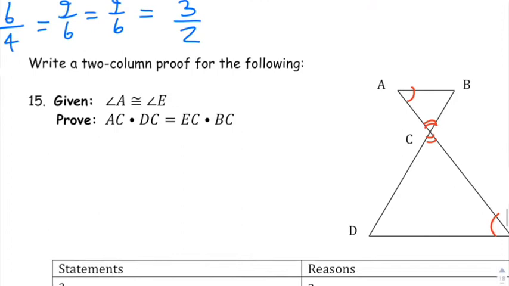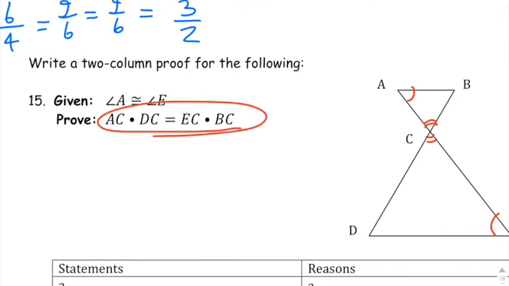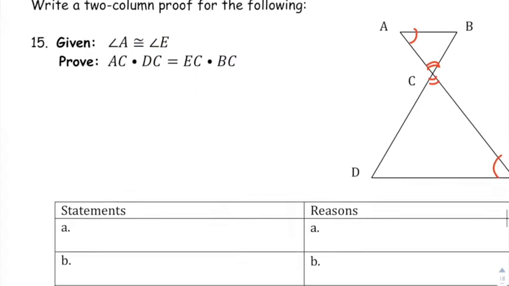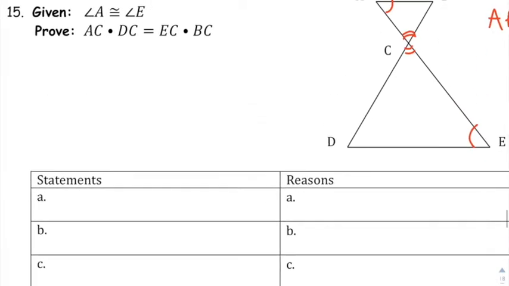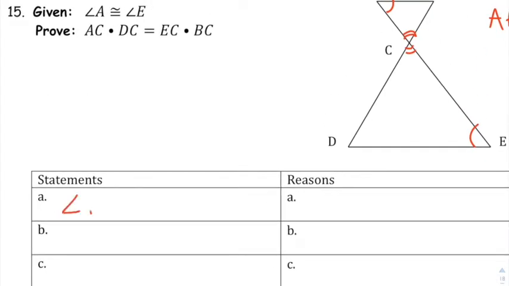Now that's not actually what they're trying to prove. They got this weird stuff with multiplication of the sides, so that's kind of strange right there. And I'll show us how to get to it on this first example, and then hopefully it kind of makes sense. Okay. So anyways, the statements will say angle A congruent to angle E. That was given.